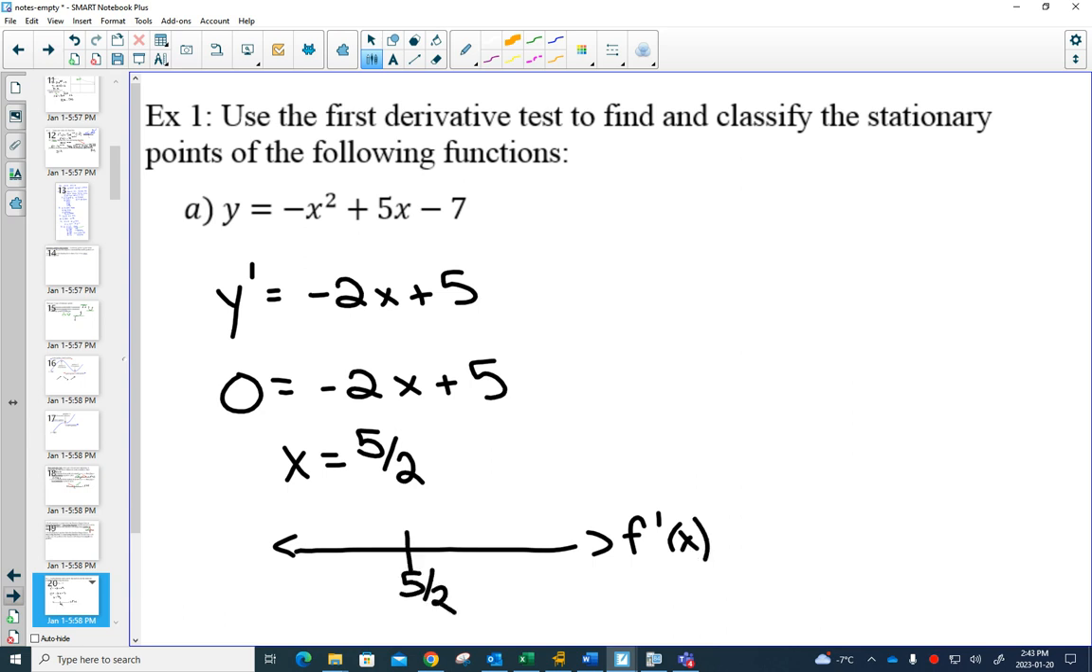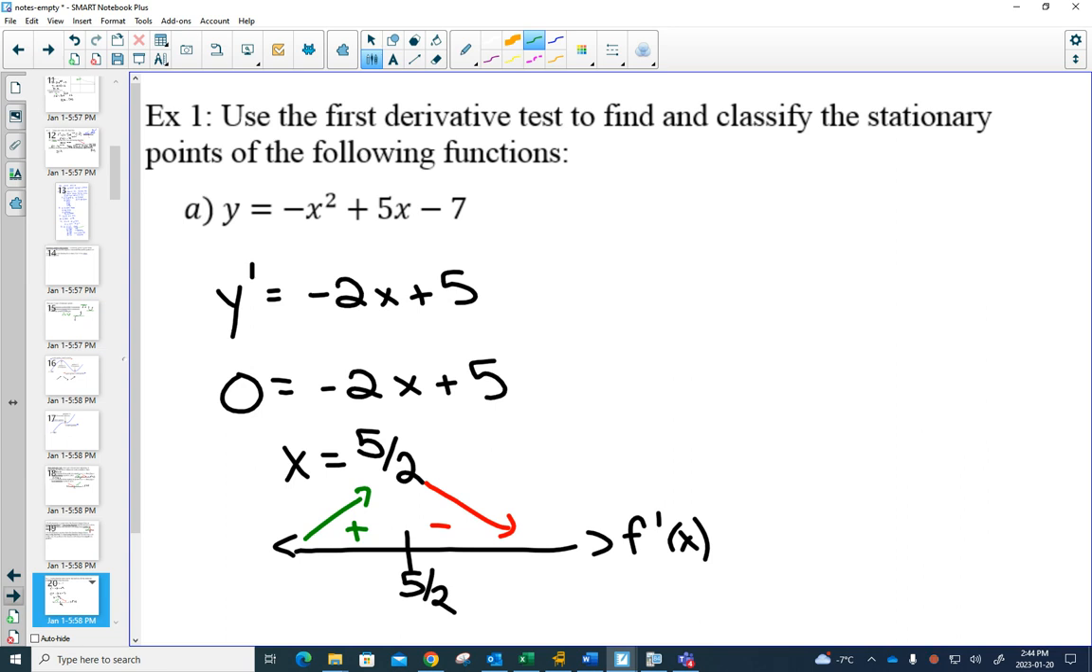Check if I plug in something before 5 over 2, like 0, into my derivative. You see that you get a positive value. It is increasing. If you plug in something after 5 over 2, like 10, into your derivative. So again, we write the derivative beside to remind us that we're not plugging into the original function. We plug into the derivative to find out where something is increasing and decreasing. You get a negative number, so it's decreasing.